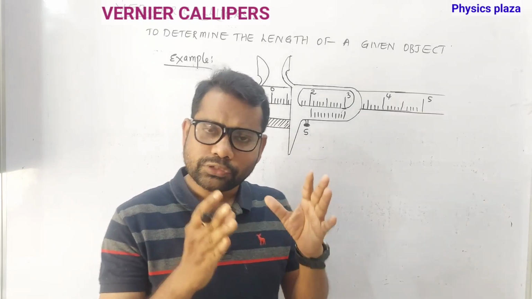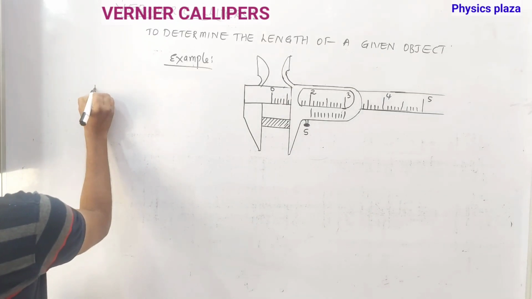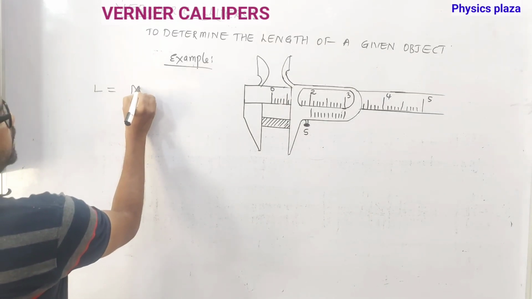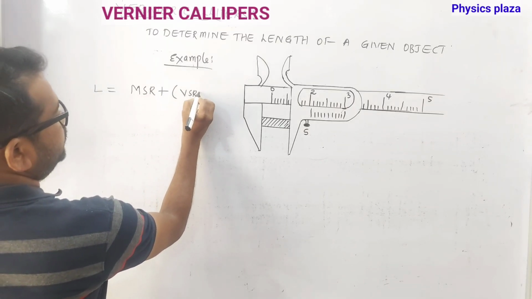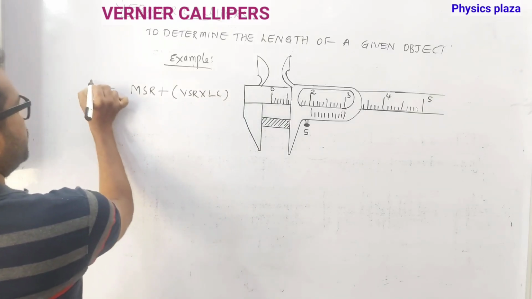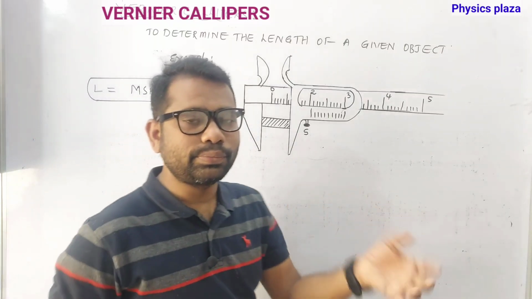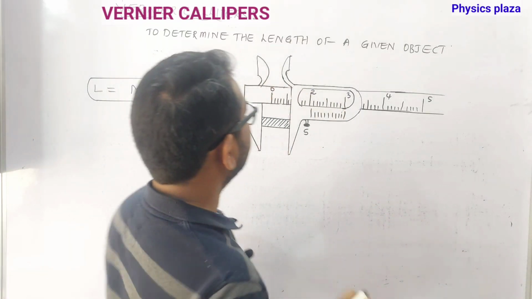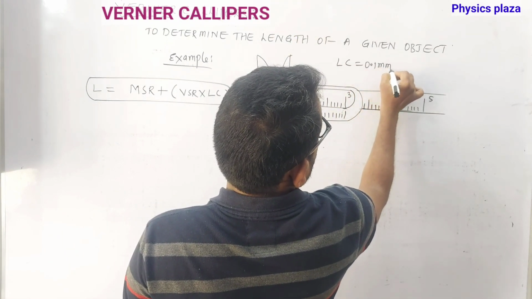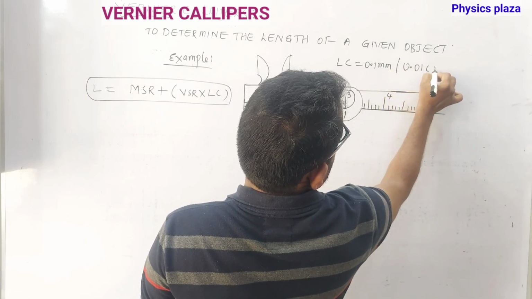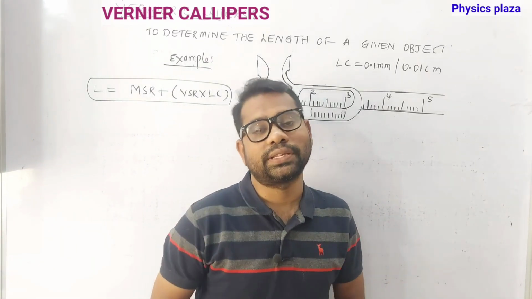Fine, children. Now what is the formula to calculate the length of an object? Here, the length of an object is equal to the main scale reading plus the Vernier scale reading into the least count. Children, I'm telling you that we have taken a Vernier calipers that is free from zero error, and whose least count is calculated already. The least count of this is 0.1 millimeter or 0.01 centimeters. Our task is only one thing: how to take the main scale reading and how to take the Vernier scale reading. That's it.